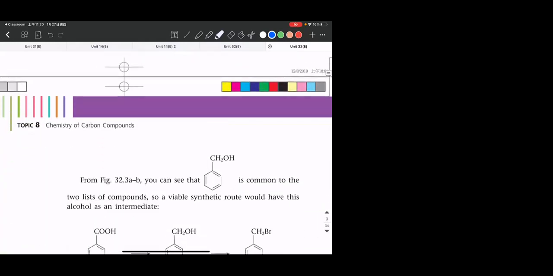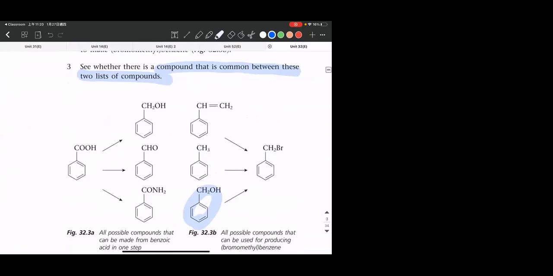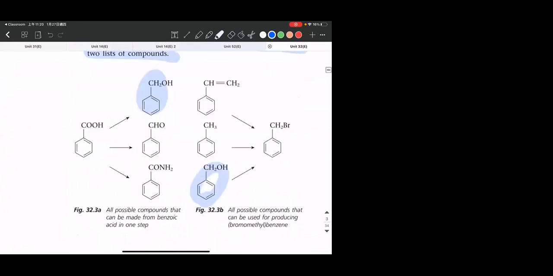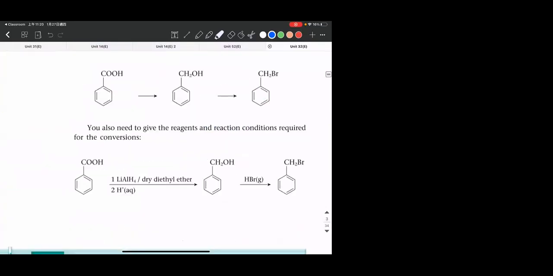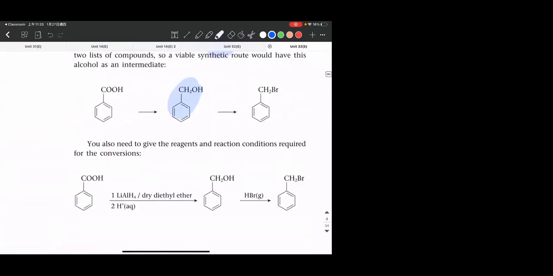Okay, you may find that this one is a common point, in which the acid can go to CH2OH. And if you have CH2OH, you can go to CH2Br so easily. From each step, what you're going to do is to link the two. So this one is just the in-between. And what you're going to do is to think of the type of reaction. The first one, carboxyl group to primary alcohol, is a reduction. So this is the reducing agent to be used. The second one, a hydroxy group turning to Br, is a substitution reaction.